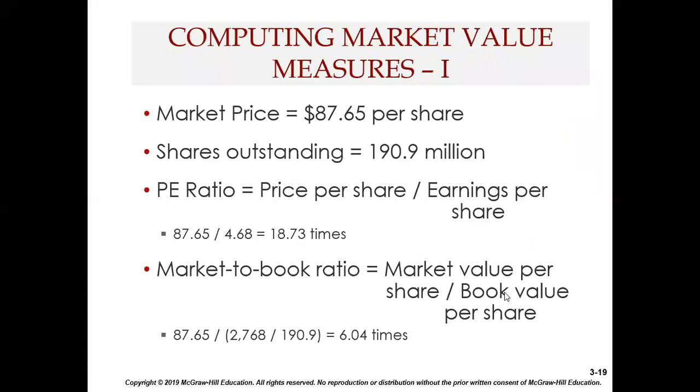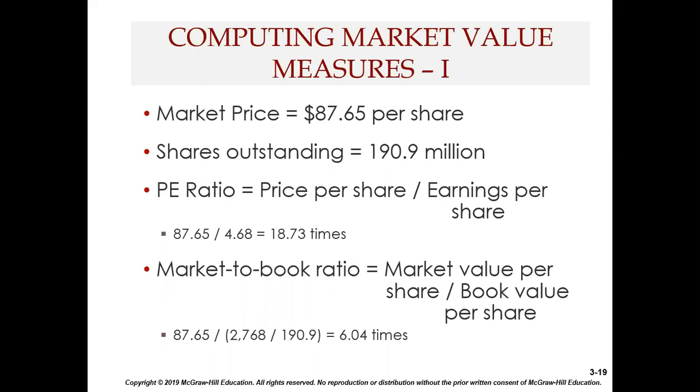The next measures are market value measures, and that's usually of the stock. So in here, the very first item is the market value itself. So we're assuming here the company's market price, the day we're doing these ratios, or the day the balance sheet for the ratios, is $87.65 per share. The number of shares of stock the corporation has sold and are outstanding are 190.9 million.